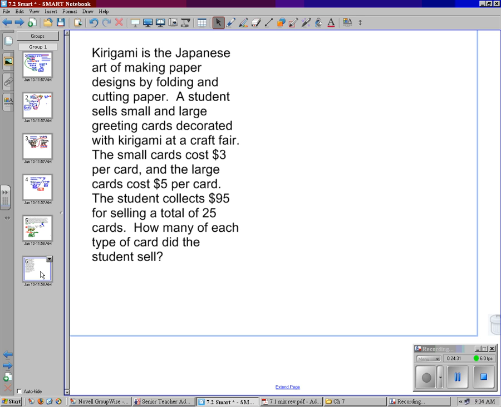Does there have to be an X or a Y in this? Not necessarily. Could I use A and B, L and G, or L and S, large and small? I don't care what variables you use on this because we're not putting this as an XY pair, because we're looking at number of small cards and number of large cards. Talk to your partner, come up with equations, and start solving.